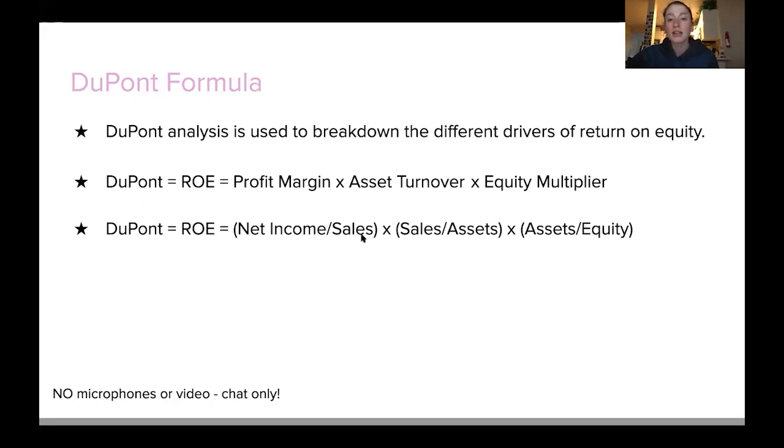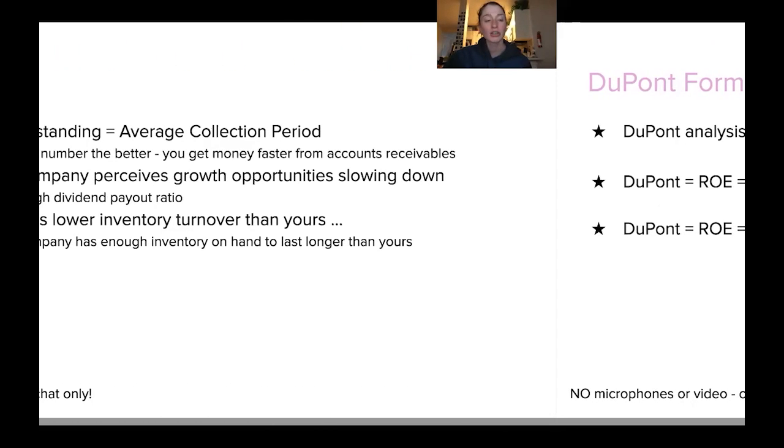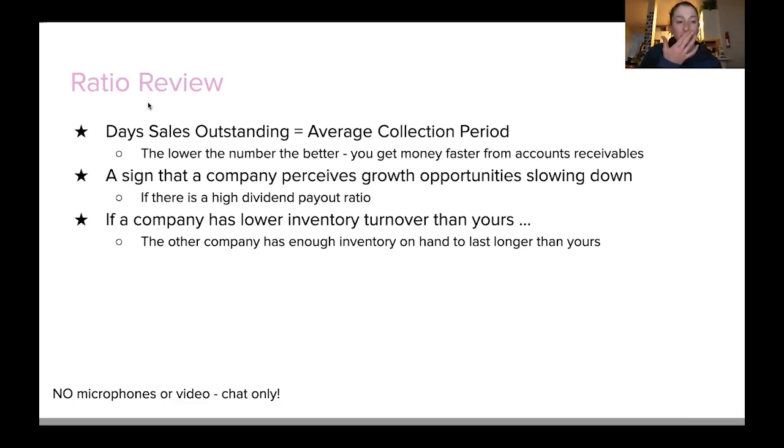For me, once I started really studying ratios and really knowing them, as soon as I see profit margin, I can say what it was. So once you kind of learn them, here's just a quick review for ratios.